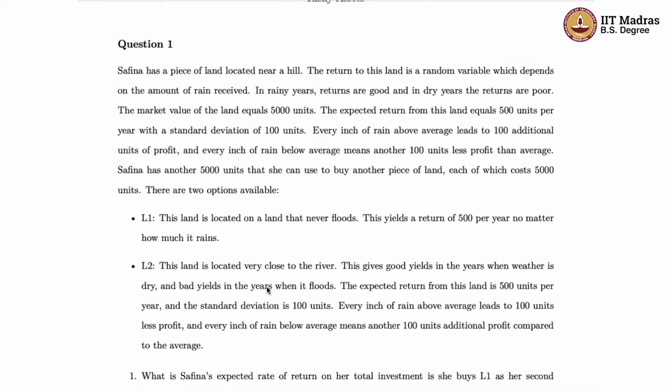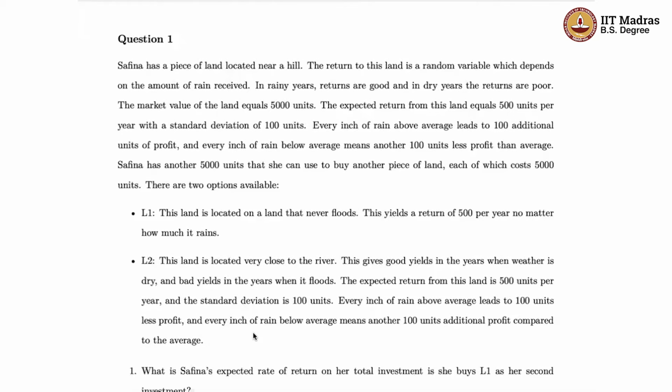And because this is going to give you a higher return when the river does not flood, every inch of rain above the average is going to lead to 100 units less profit, because profits go down here because of more water coming in from the river. And every inch of rain below the average is going to mean that there is an additional 100 units of profit compared to the average, right? So this is the situation that you have here.